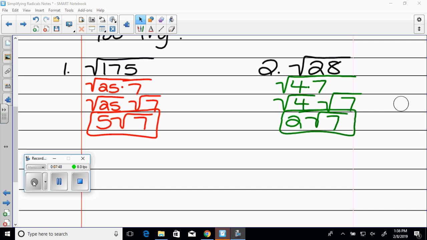All right, so for number 1, you should have come up with 5 root 7. You can break that apart into 25 times 7, take the square root of both, and you can't simplify the square root of 7 anymore. Number 2, you should have ended up with 2 root 7. You can break it up into 4 times 7. You can take the square root of 4, which is 2, and then you end up with 2 root 7. Okay, that is it.